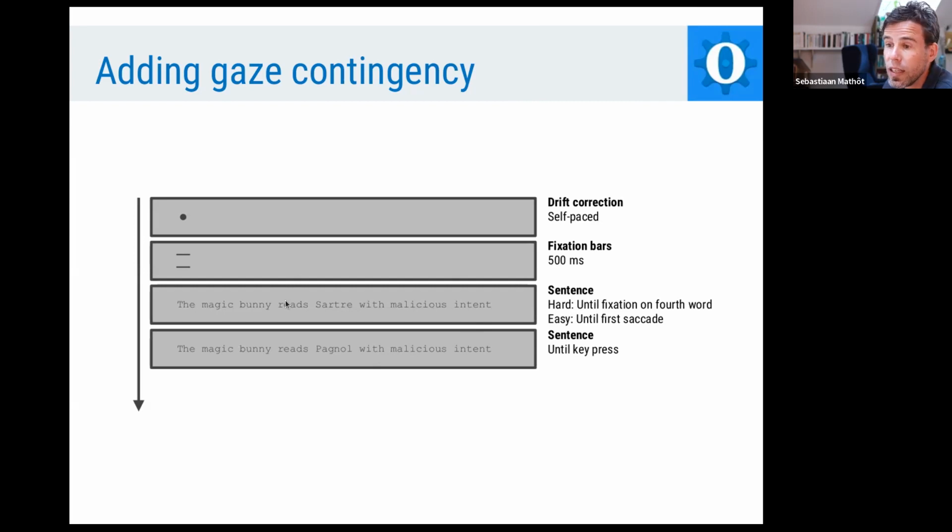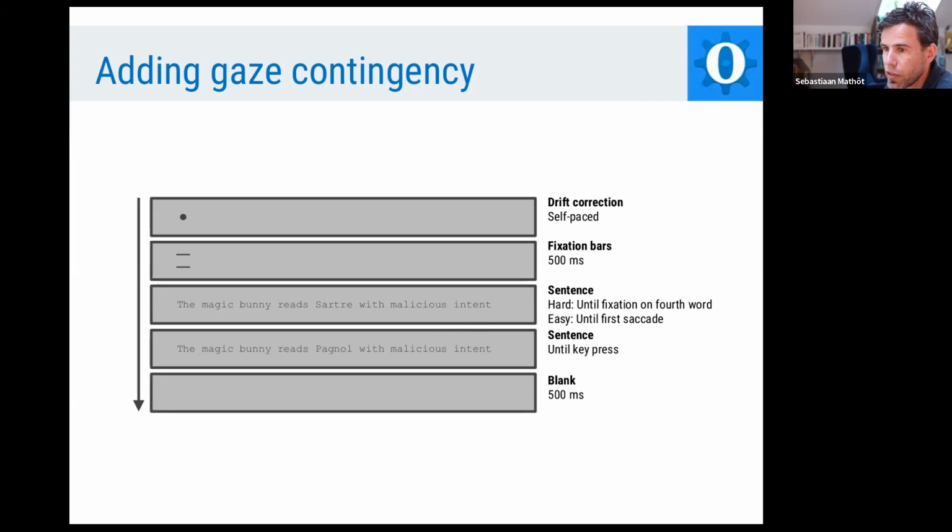If you want to keep it easy, then you do something that's a little bit less cool, but you just say, okay, as soon as they make an eye movement, you say, the Magic Bunny reads Pagnol with malicious intent. And we can do both of these things. I hope that this is kind of clear. Does this make some kind of sense?